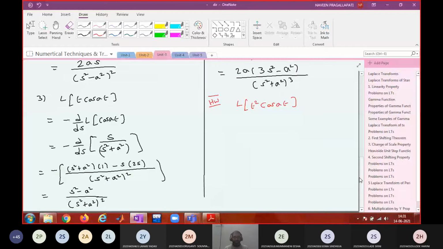Now you may see problems which are a combination of two or three properties, I said, no? For example, I can create a problem like this. Laplace of t e power 2t sin 3t. Now tell me, suppose you are asked to evaluate this Laplace transform. Tell me what property you will use first, or how do you find out this transform?